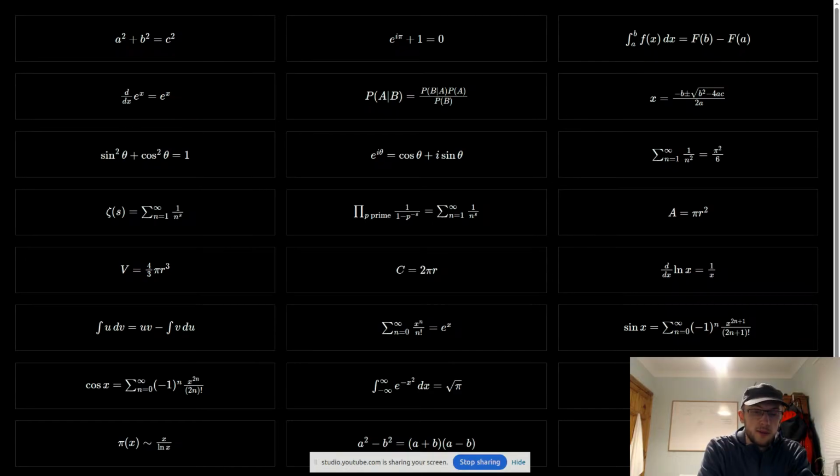The next 5 factorials are 720, 5040, 40,320, 362,880, 3,628,800. 0 factorial is defined to be 1.